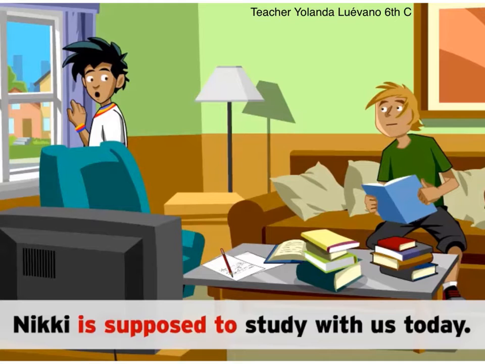Nikki is supposed to study with us today. So, what is this? We're checking the verb to be and then supposed to. The next verb takes the stem form of the verb. That means the normal verb. Nikki is supposed to study with us today.